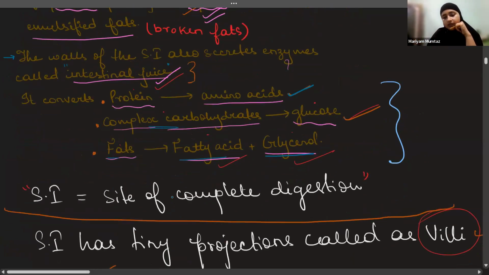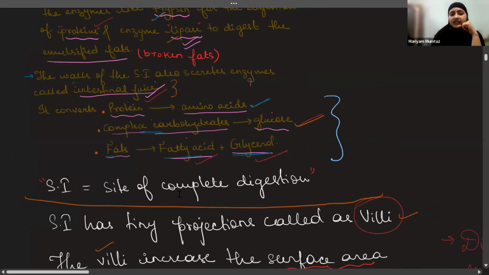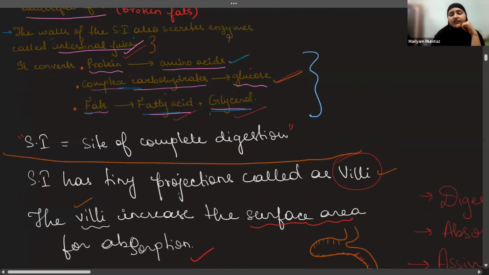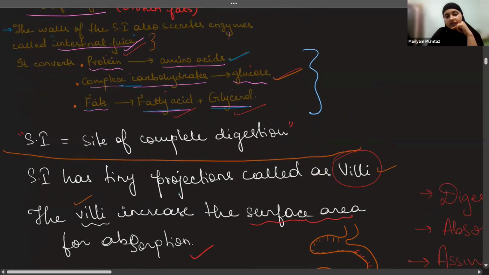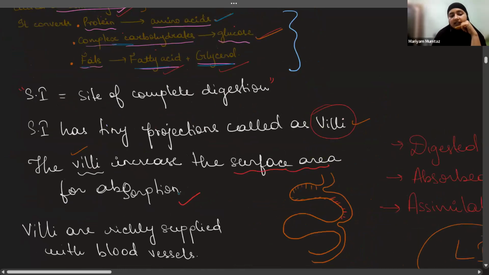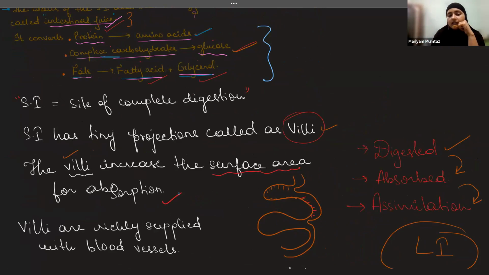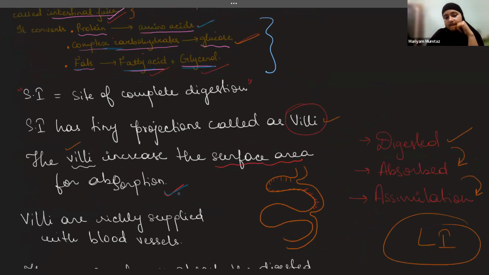Clear? Yes. Now, the small intestine is the site of complete digestion, meaning everything happens here. Inside the small intestine, there are tiny finger-like projections all over that are known as villi. Villi also increase the surface area for absorption. Meaning, after the food has been digested, then it has to be absorbed, and the villi help in that absorption process.